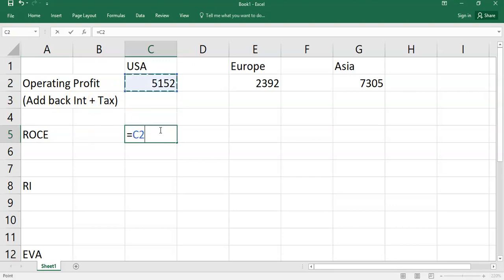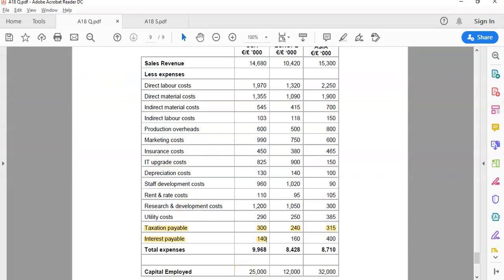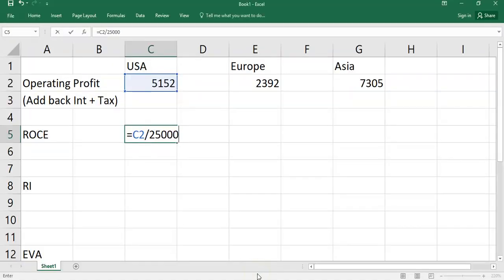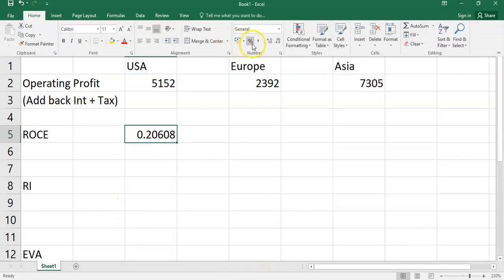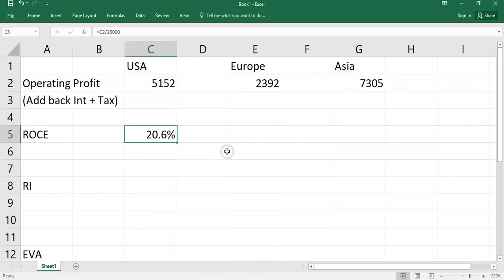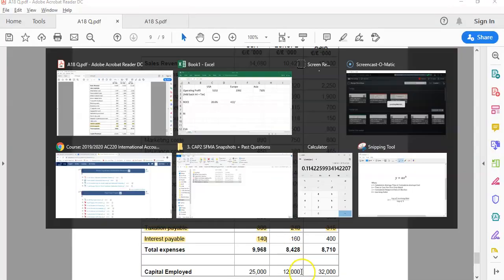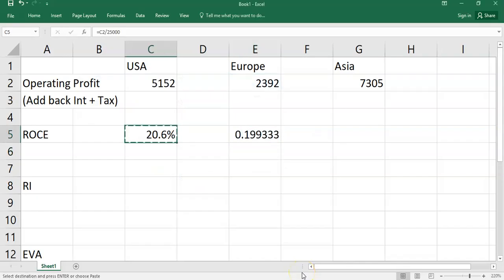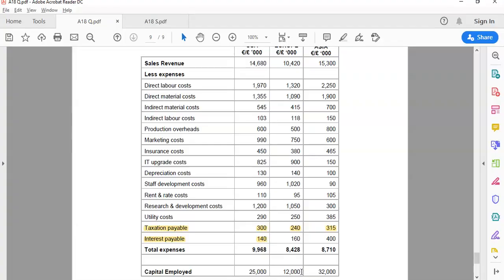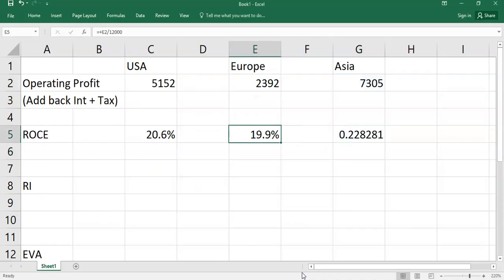So it's just 5,152 divided by your capital employed, which is given directly, 25 million. And the answer is in percentage, 20.6% for USA. You don't need to go to more than one decimal place. So 20.6%. For Europe, it'll be operating profit over the capital, 12 million, which is 19.9%. So very close. And Asia, 7.3 over 32 million, which is 22%. So you can see here they're all in around the 20% mark. The best performing division is the Asia division. It is the highest ROCE.